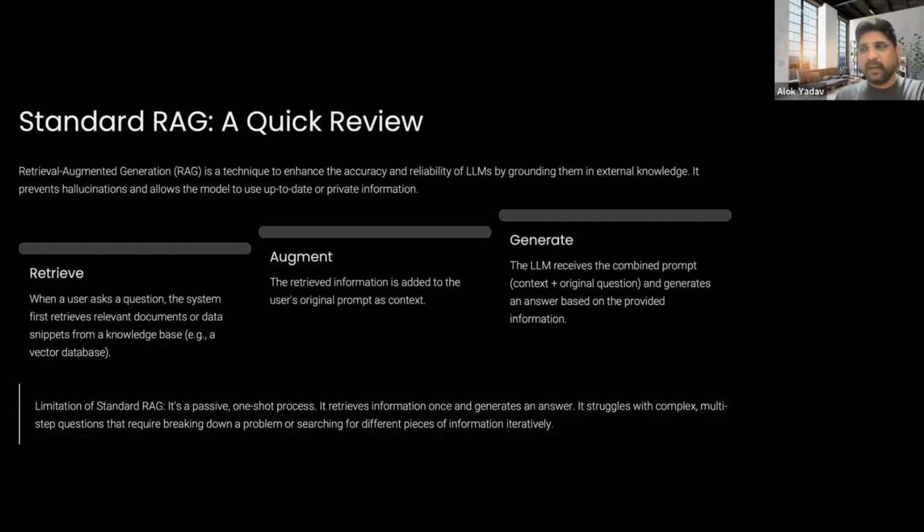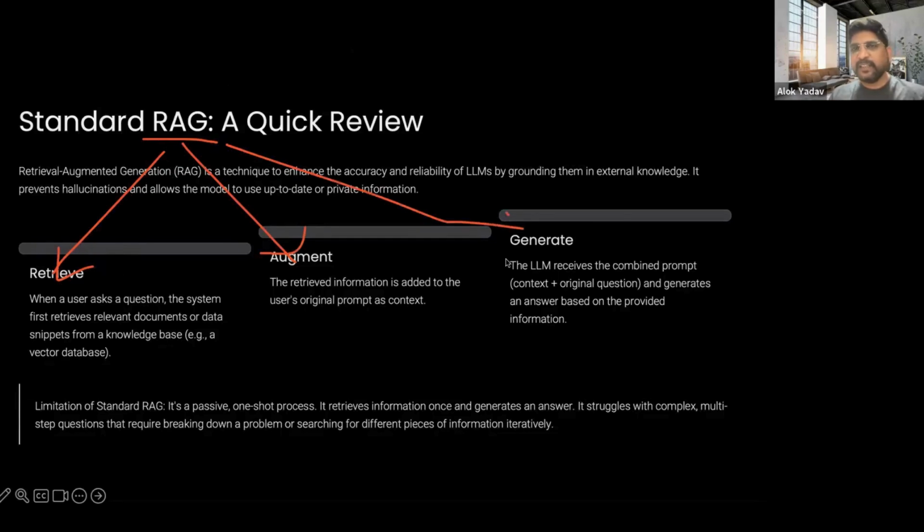So RAG is a very powerful tool that can enhance the accuracy of large language models. How is it doing that? It is based on three important things. RAG itself is made up of three things. What are the three things? The R stands for retrieval, A stands for augment, and G stands for generation. So RAG is made up of retrieval, augmentation, and generation.